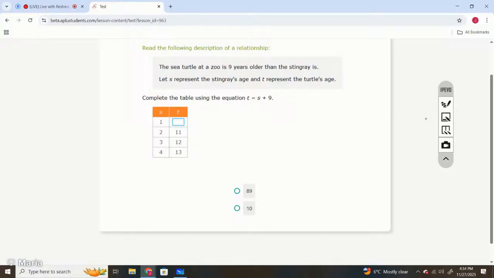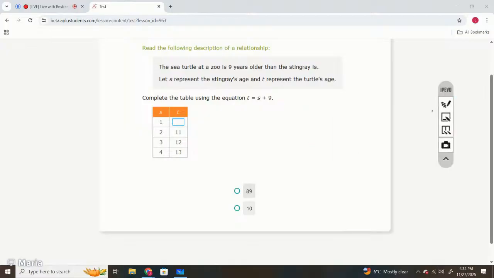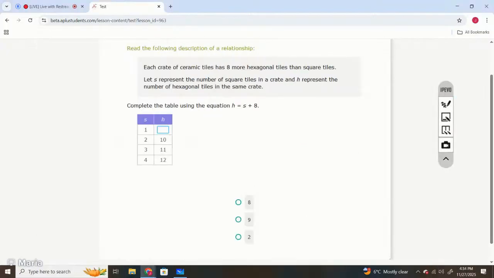Complete the table using the equation t equals s plus 9. So s equals 1. 1 plus 9 equals 10. So the missing value is 10. Option number 2 is the correct option.